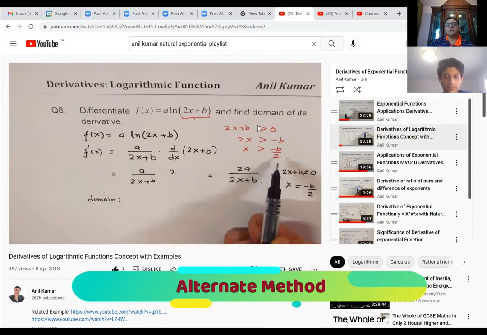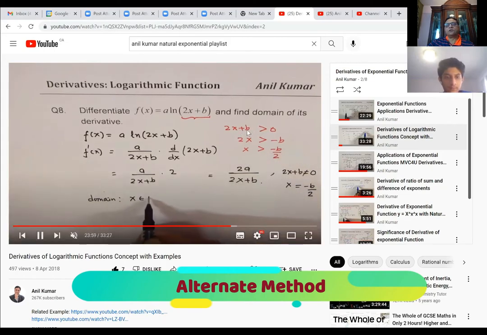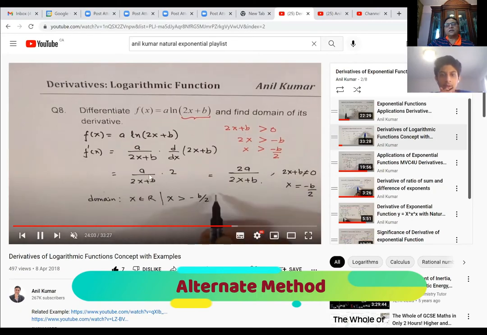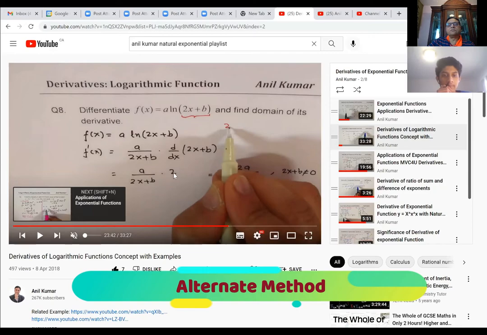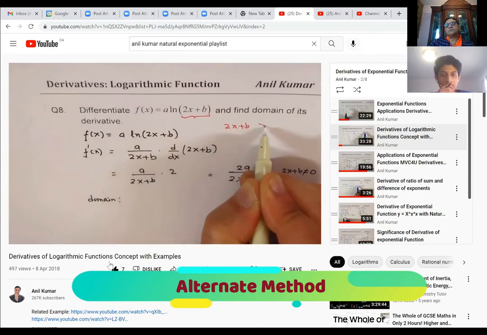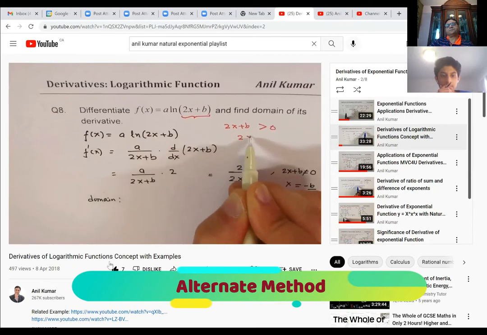Let's continue from here. You have this inequality on the top: 2x plus b has to be greater than 0, because a is positive and 2 is positive. We are assuming a and b are positive in this particular case. So solve this inequality, 2x plus b greater than 0, and get your answer. Basically, that is the concept. Clear? Yes, clear.